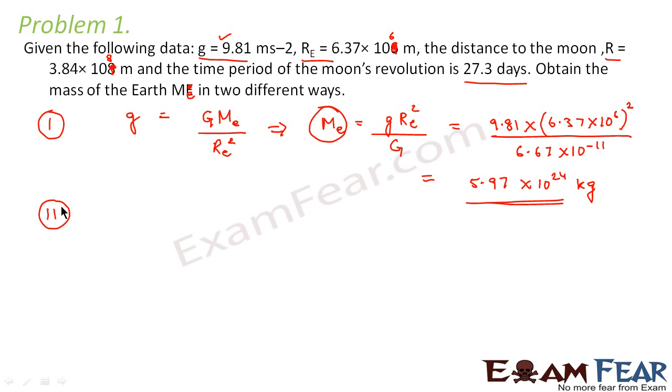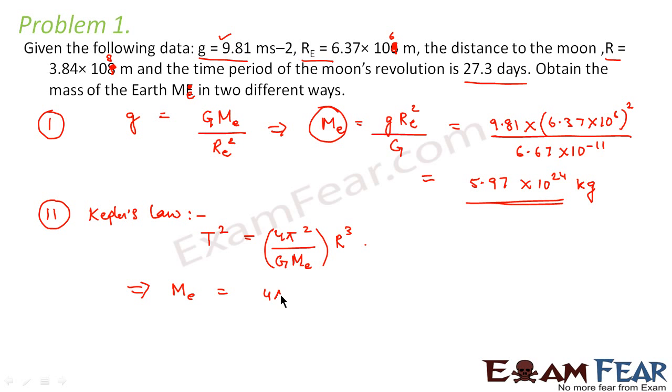Now, let us look at a second way. In the second way, we will use Kepler's law. According to Kepler's law, we know that T square is equal to 4 pi square divided by G M_e into r cube, right? This is what we studied from Kepler's third law. So from this equation, we can say M_e is equal to 4 pi square r cube divided by G T square. So in this also, we know the value of r, we know the value of G and capital T. So we will put the values here.